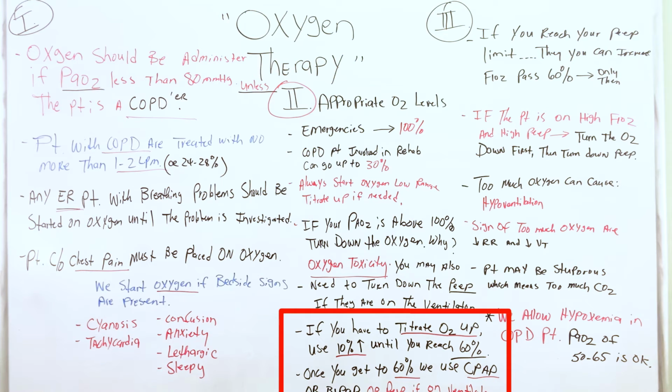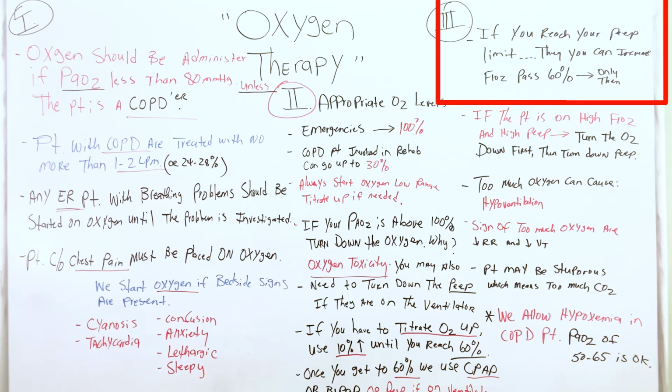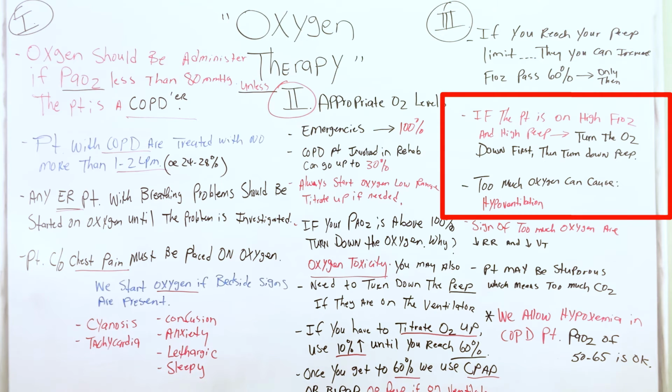And on the exam, you might increase it by 2, okay? But just read the question good and make sure that your PaO2 is within range, 80 to 100, I'm sorry. Now, if you reach a peak limit, and you know we said the cutoff for FiO2 is 60%, but once you reach your high peak limit, then you can increase your FiO2 past 60%, and only then, okay? If the patient is on high FiO2 and high peak, turn the O2 down first, then turn down the peak.